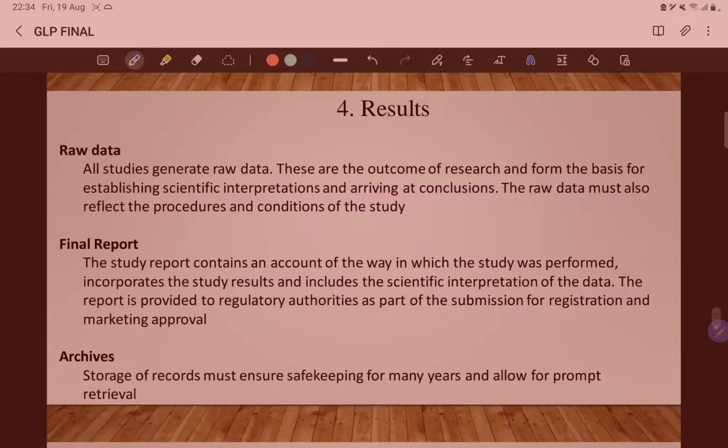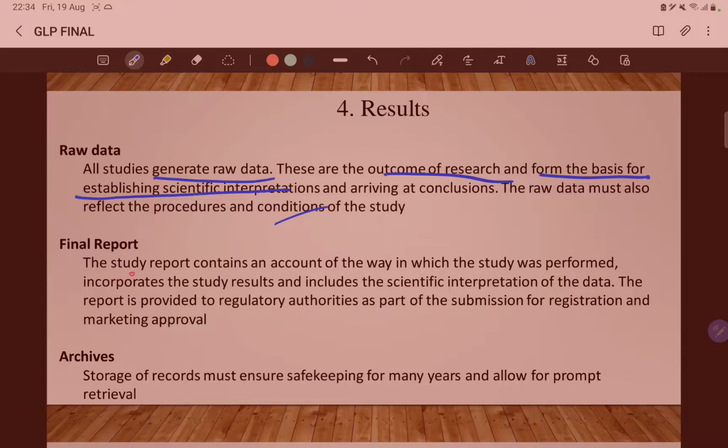Results. Raw data. All studies generate raw data. These are the outcome of research and form the basis for establishing scientific interpretation and arriving at conclusions. The raw data must also reflect the procedures and conditions of the study.